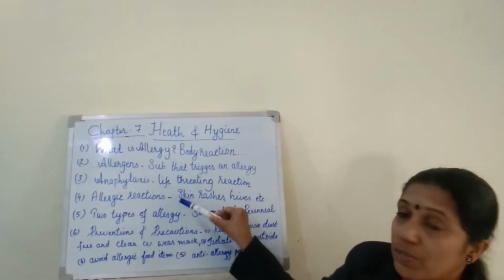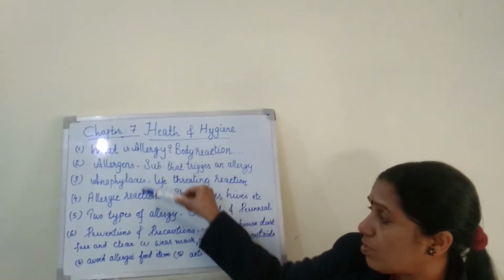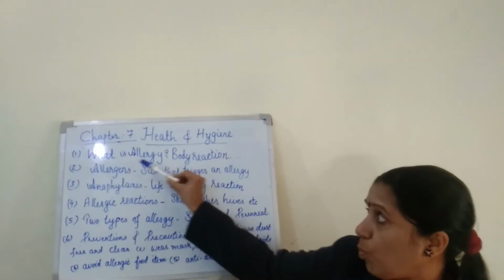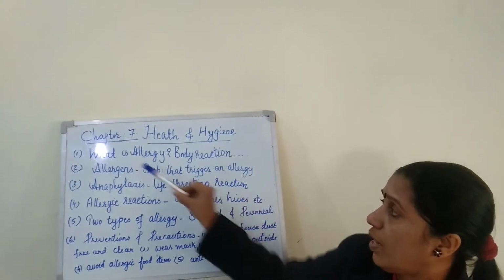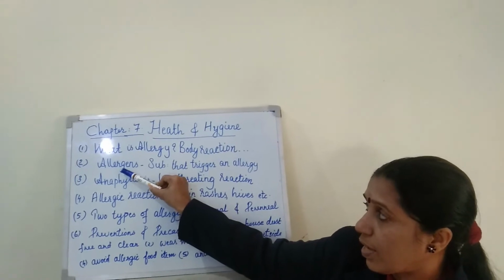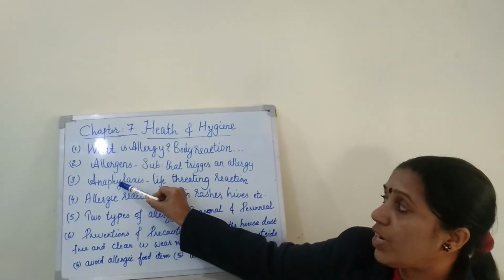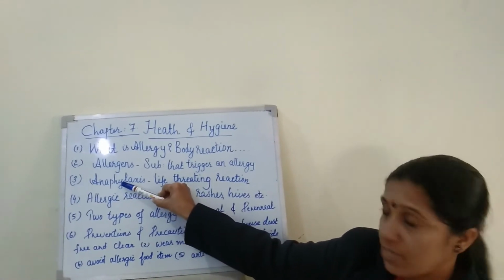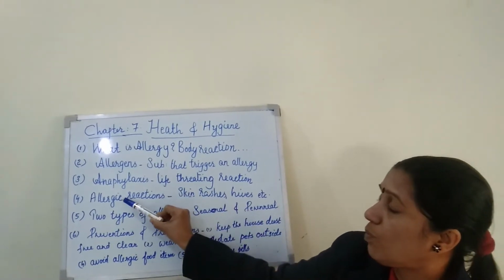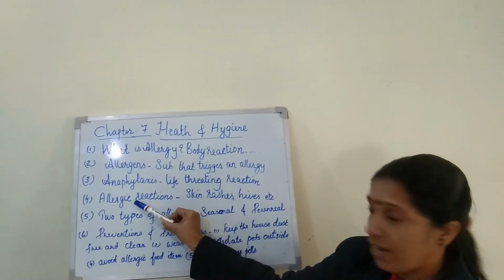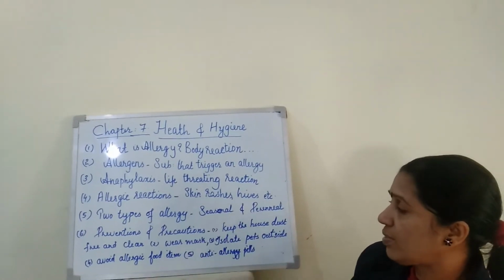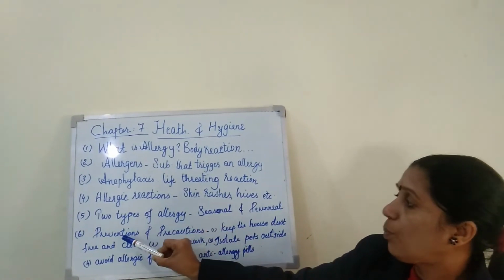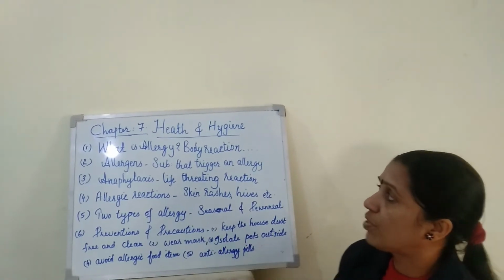So in this chapter we are going to revise these topics. The first topic is: what is allergy, what are allergens, what is the meaning of anaphylaxis, what are the allergic reactions, what are the two types of allergies, and preventions and precautions of this allergy.